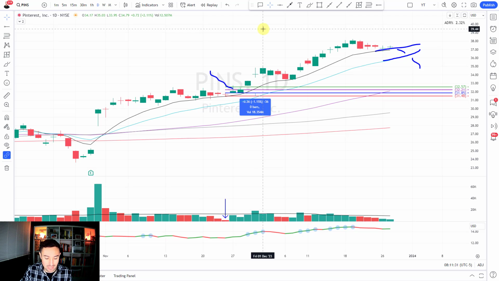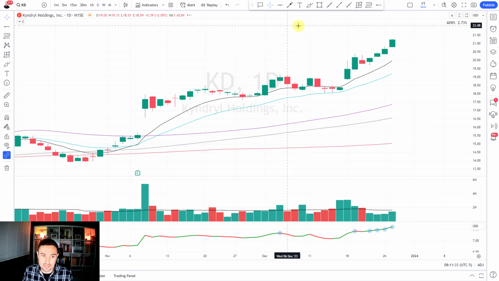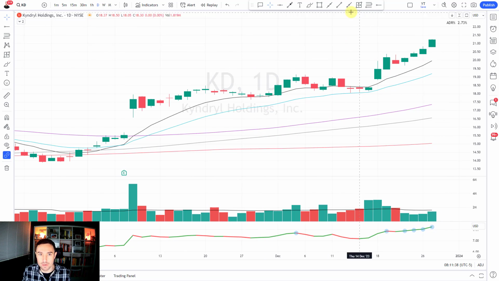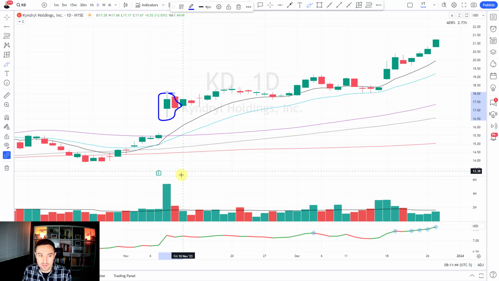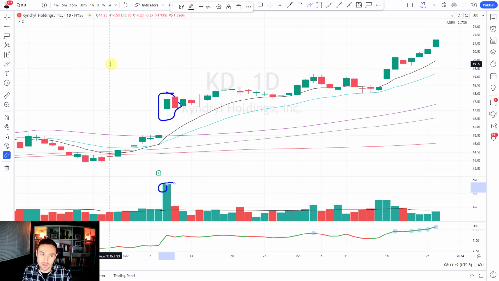Let's go take a look at another one. So this is KD here. I'm going to be a little bit quicker on these; I wanted to give you a little more depth to begin with. Do you see the similarities between Pinterest and KD? What do you notice first and foremost? Positive earnings reaction. Look at the volume coming through. What do you think large operators are doing? Also understanding the theme and the nature of the stocks as well.